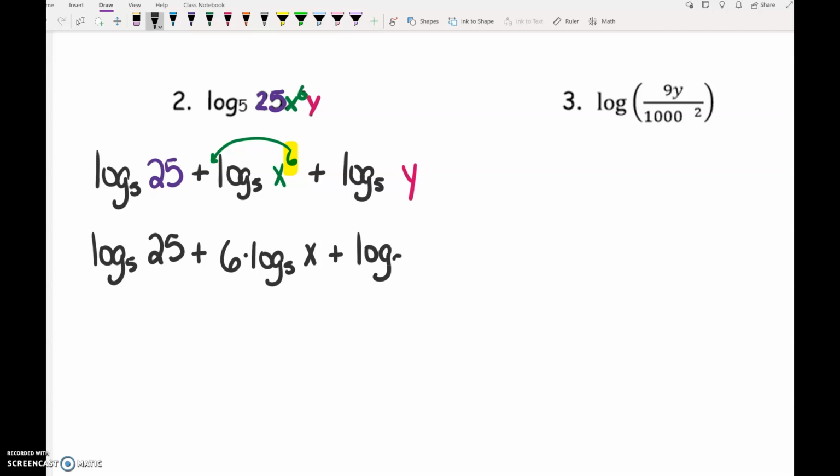Now, technically, this problem isn't done because 25 is 5 squared, but that's just silly extra. I'm not going to make you look at that.